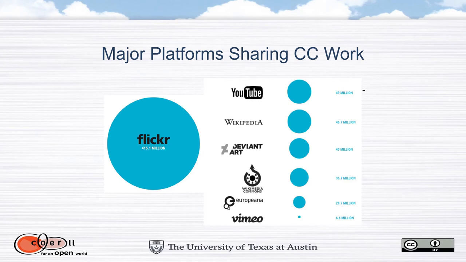Okay, so major platforms for sharing CC work. First of all, it's really taken on. It has exploded. People are using CC licenses, and it's just going up exponentially. It's really exciting. There are billions of objects that now carry CC licenses that are open for you. So right here, Flickr, of course, has the most content of any platform, 415 million photographs that are open. Okay. Now there are a lot more photographs that are actually closed and copyrighted, but 400 million, I think you're going to be able to find some graffiti there.